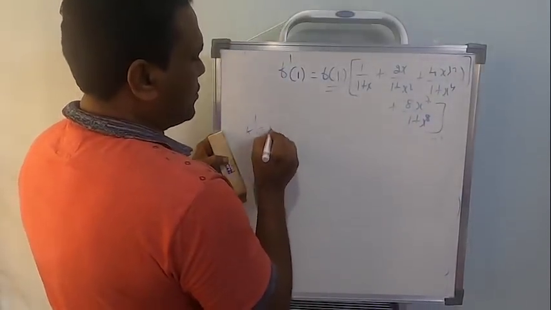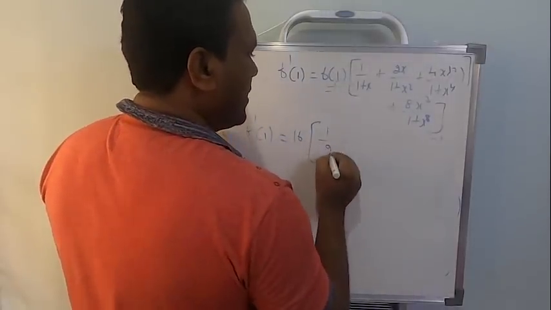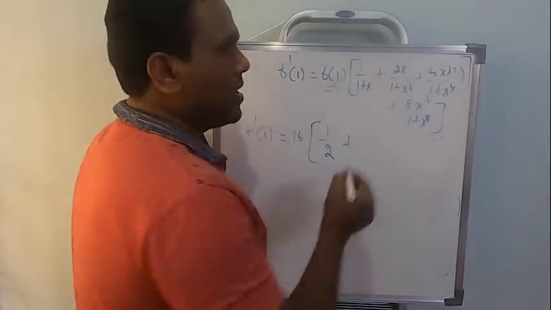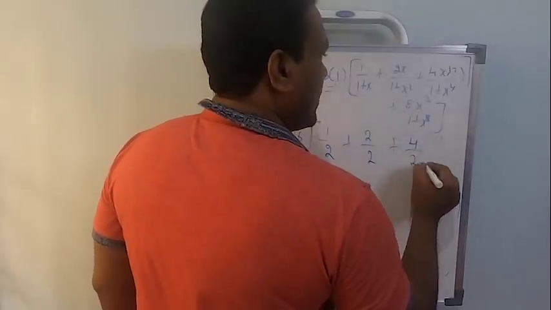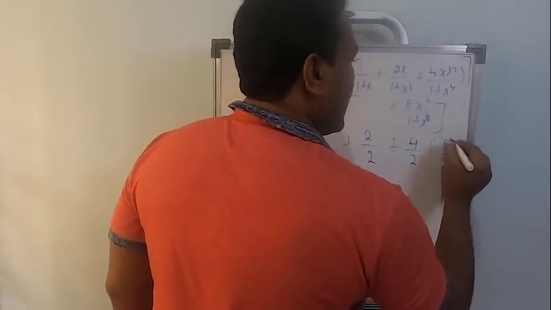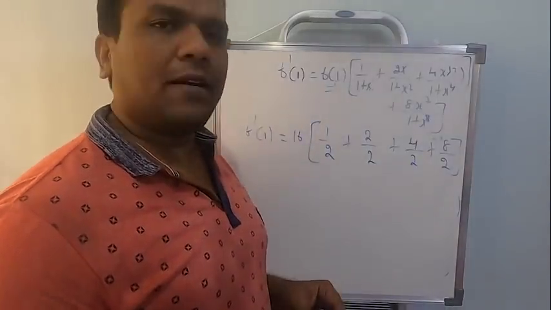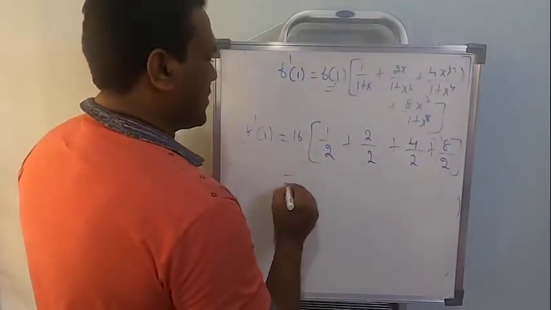So f dash of 1 will be equal to f of 1, which is 16, multiplied by 1 by 2. When I replace x by 1, 1 plus 1 will be 2. And here if you notice, 2 by 2 plus 4 by 2 plus 8 by 2. Wherever x is there, the x value has to be replaced by 1. Now let's simplify this further.